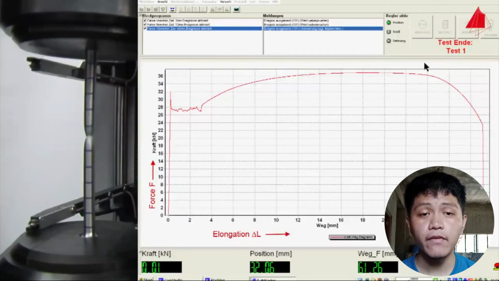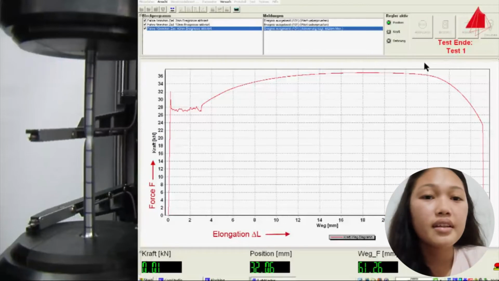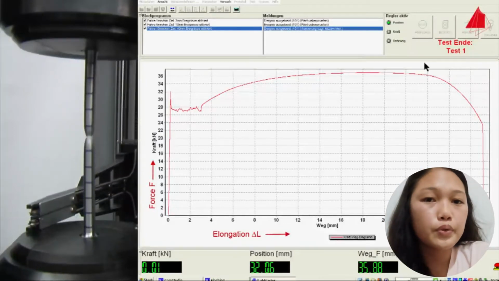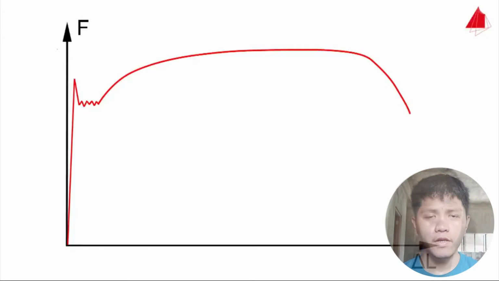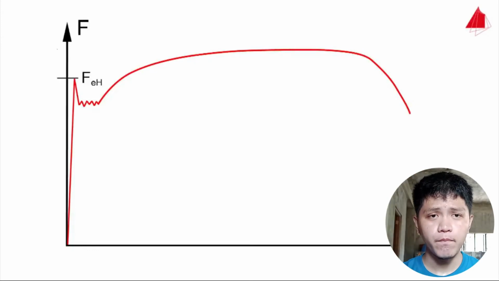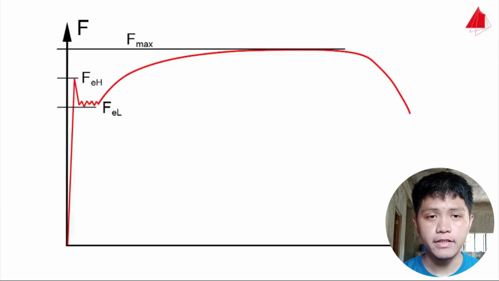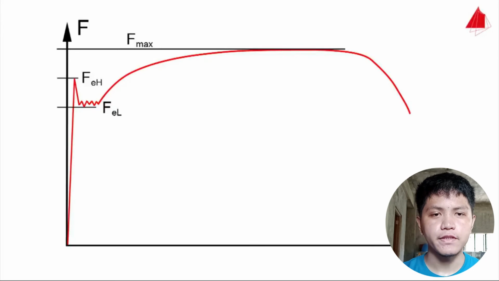The test ends after the sample breaks. The test machine will then produce a report showing the technical data. The next step is to analyze this report. In the recorded force-elongation diagram, the force FAH at the upper yield point can clearly be seen. This is the highest force the test piece can sustain elastically. FAL is defined as the force at the lower yield point, and Fmax as the maximum force. Using these forces, strength properties of materials can be calculated.